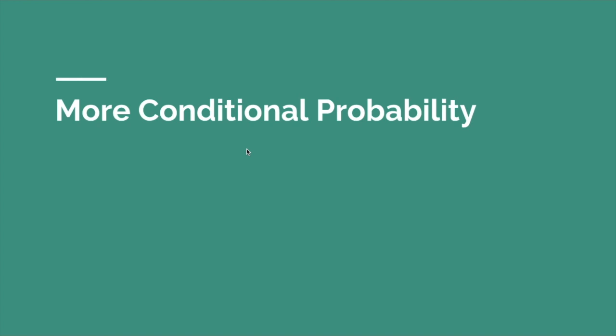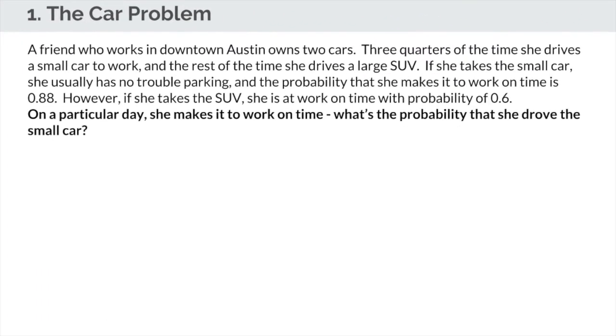This is what we learned on the third day of the unit, where we talked more about conditional probability. Specifically, we looked at problems that involve tree diagrams. So our first example says that a friend who works in downtown Austin owns 2 cars.